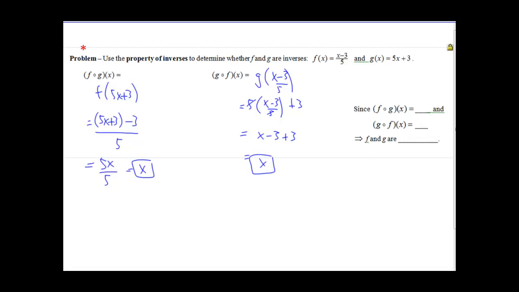Welcome back. Because f of g of x is equal to x and g of f of x is equal to x, we can say that f and g are inverses. So that wraps up 6.7. We've looked at inverses. We can find inverses using points. We can find inverses using graphs. We can find inverses by using equations. And we can determine if two equations are inverses by using fog and gof.